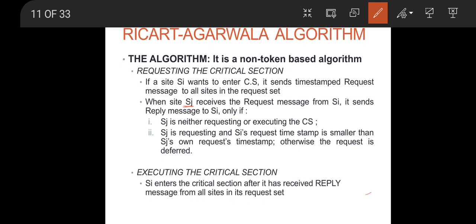The second step is, when the other site receives the request message, it will send the reply message only if this condition is satisfied: if that other site is neither requesting nor executing in the critical section, then it will send the reply message immediately. Like in the previous example, it was S3 which was neither requesting nor executing the critical section, so S3 will immediately send the reply message.